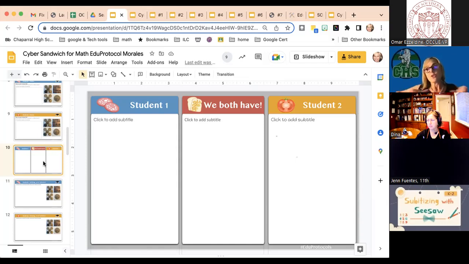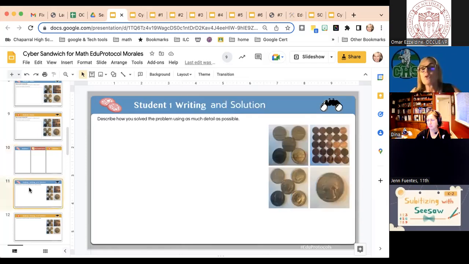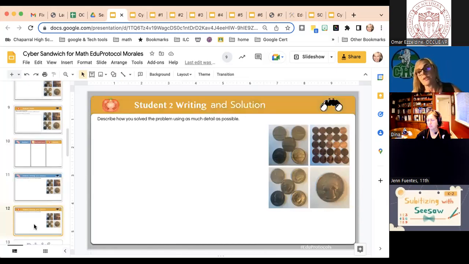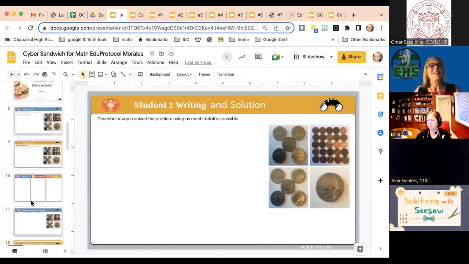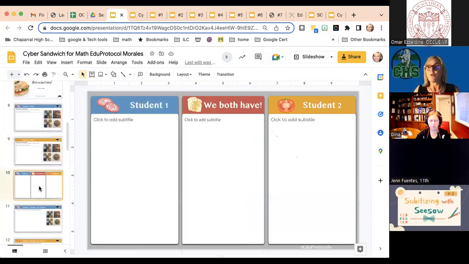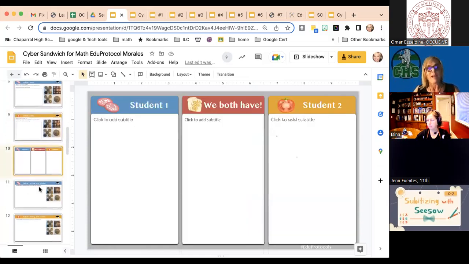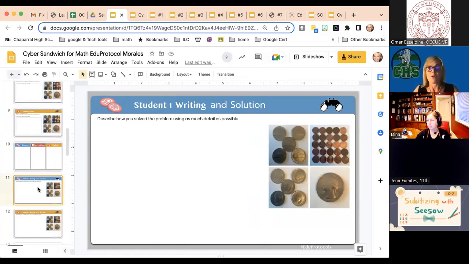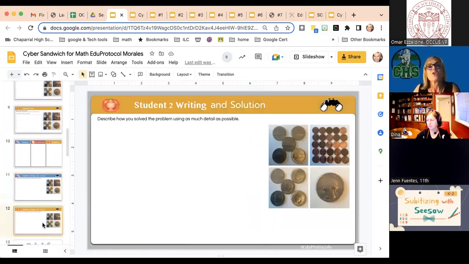And then the students go back individually to do their solution in their write-up. So student one goes back to their student writing and solution slide, and student two does their writing and solution slide. So the modality of the Cyber Sandwich is each person gets time on their own on their note page. They talk with their partner on the Venn diagram page, and then they come back and get more time on their own after talking to actually do the solution. Hopefully that makes sense. I'm going to give you guys a little time to work.